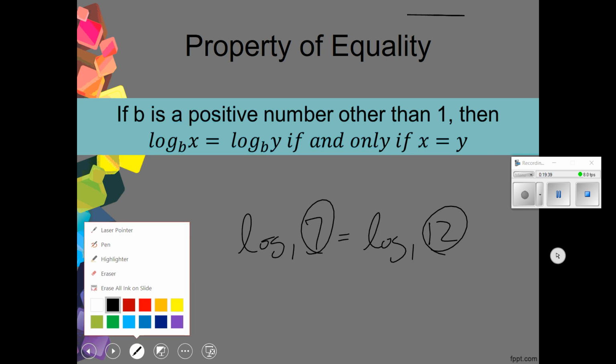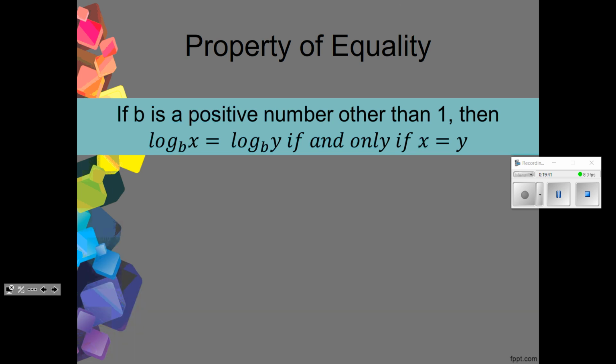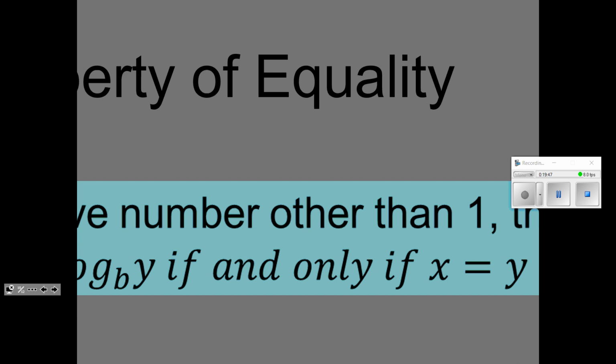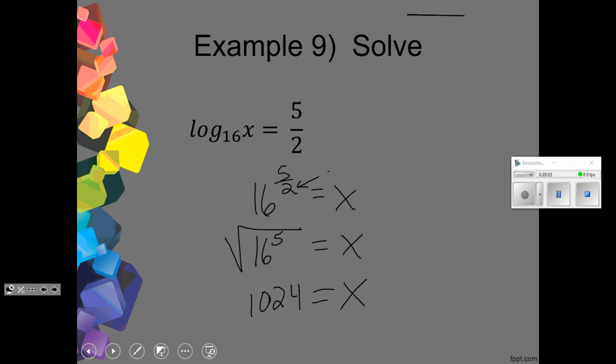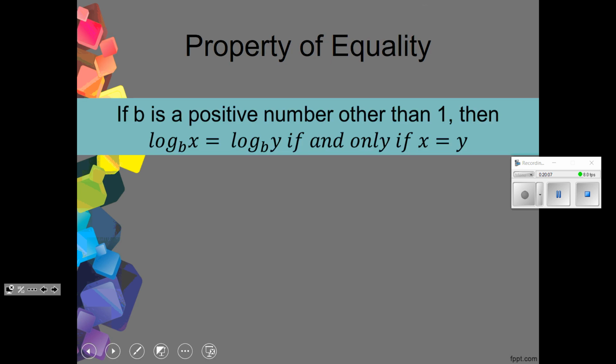Okay? But if you have the same base, and they are equal to each other, then obviously x and y would have to be equal to each other. So if you have the same base, what can you do with the log part? Like what we did yesterday, the bases cancel out. You with me? And you just set the two outcomes equal to each other.